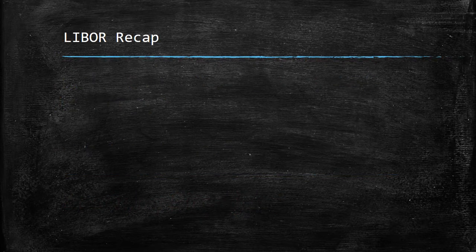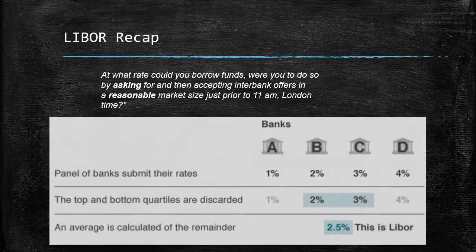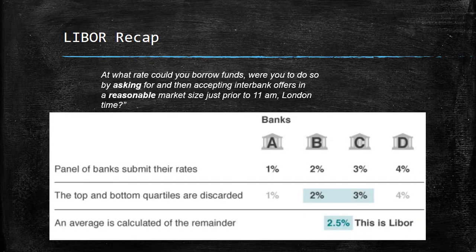Before we understand RFR again, which is risk-free rates, let's do a quick recap about LIBOR. We have seen that LIBOR is based on a simple question asked to all the major London banks: at what rate could you borrow funds, were you to do so by asking for and then accepting interbank offers in a reasonable market size? So a panel of banks submit their rates. Now, these are rates for loans which they might borrow. It's not that the transactions have actually happened.